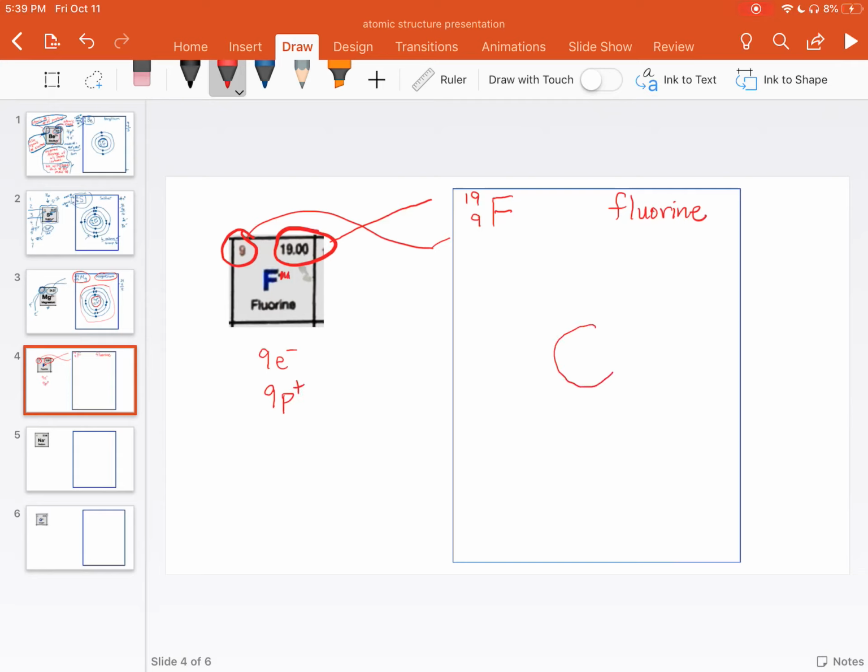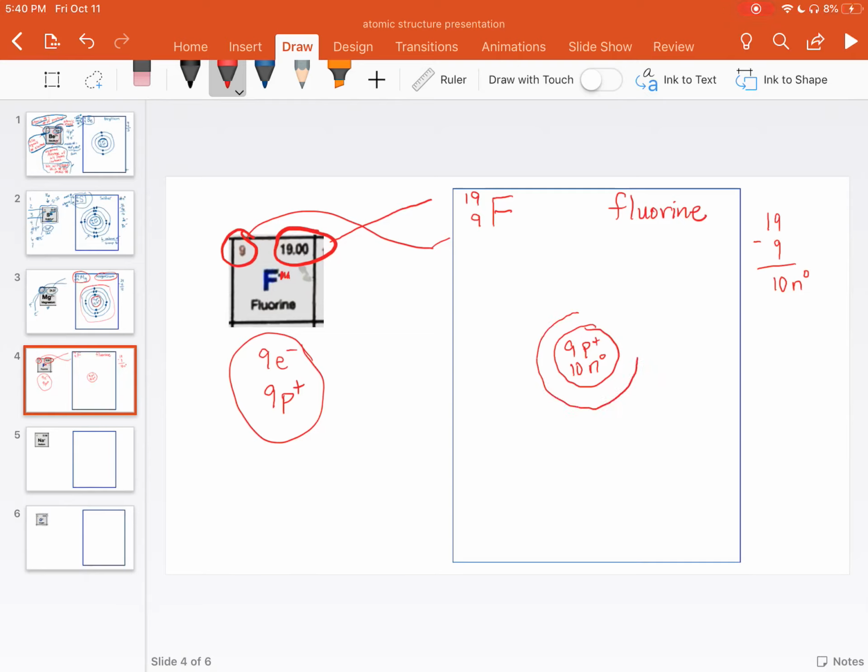I put the composition of my nucleus in. My nucleus contains protons and neutrons. And I know that I have 9 protons. To get the number of neutrons, I take my mass number minus my atomic number, and that gives me 10 neutrons. The number of electrons I have is the same as the number of protons. My atomic number tells me that.